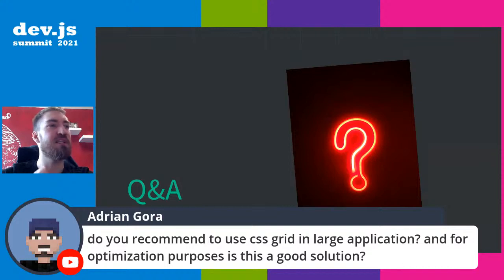So Adrian is asking if I recommend the CSS Grid in large applications or for optimization purposes. So I would say right now we can treat CSS Grid as a progressive enhancement for the layout of the page. And I would advise to use it for that purpose. So for the layout of the entire page, and perhaps for some kind of list feeds and stuff like that. I wouldn't recommend using Grid for components.